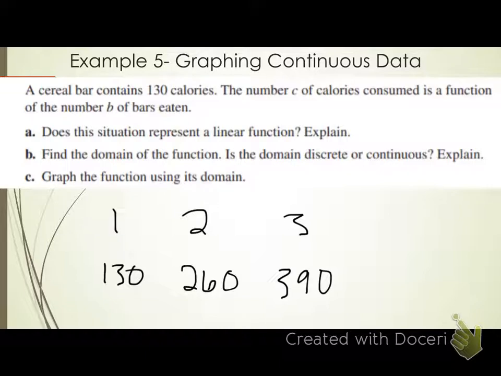So as we saw yesterday, I want my x value to increase by the same thing each time, my y value to increase by the same thing each time for it to be a linear function. Well, here, my x value is increasing by 1. At the same time, my c value is increasing by 130. So this would be a constant rate of change, so we would say, yes, this is a linear function because the rate of change is constant.